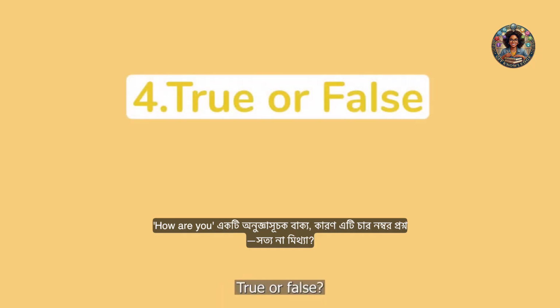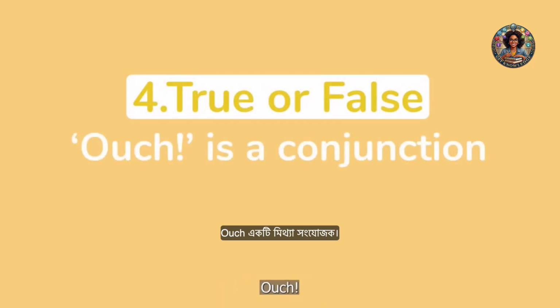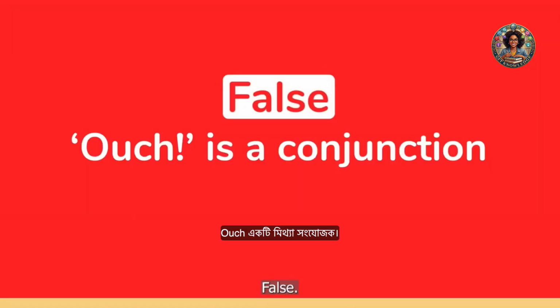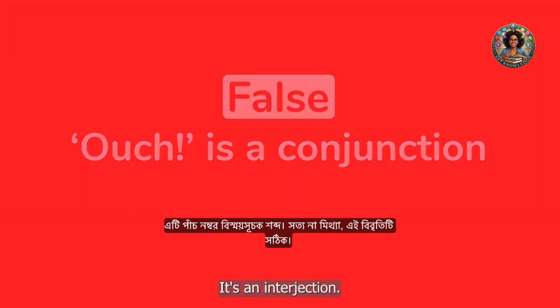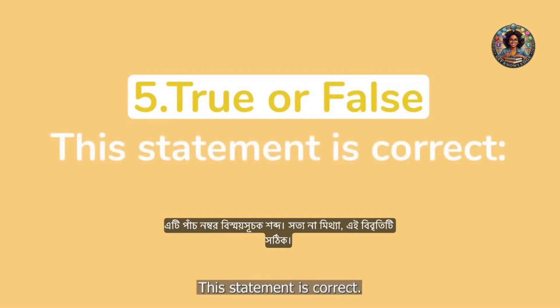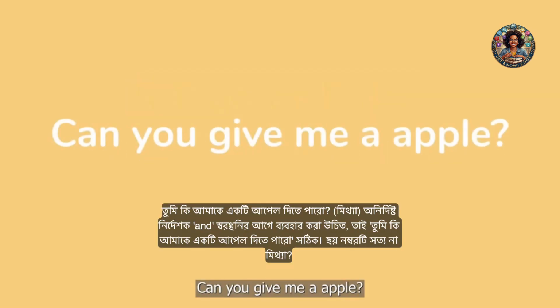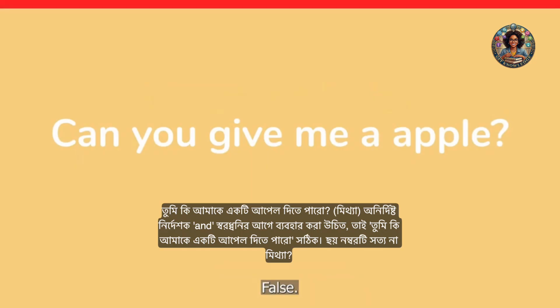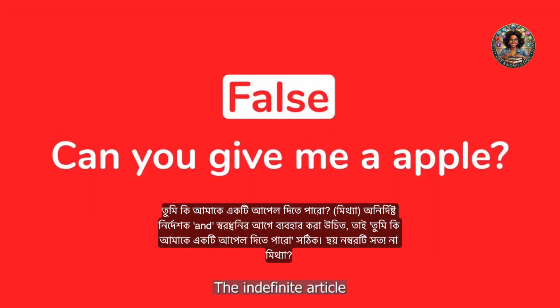Number 4. True or false? Ouch is a conjunction. False. It's an interjection. Number 5. True or false? This statement is correct. Can you give me a apple? False. The indefinite article an should be used before vowel sounds. So, can you give me an apple is correct.